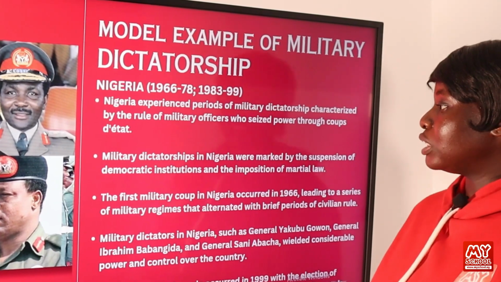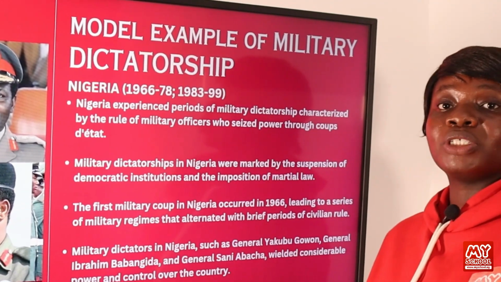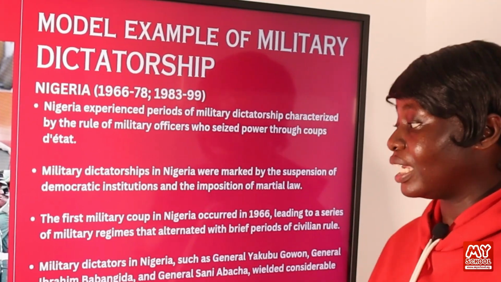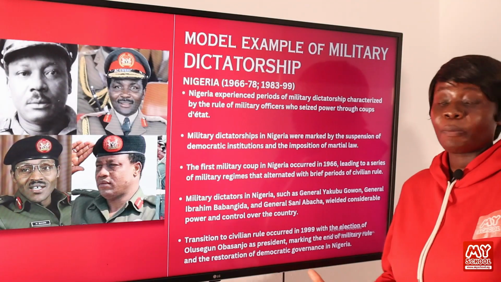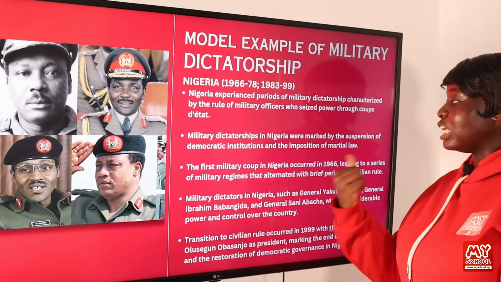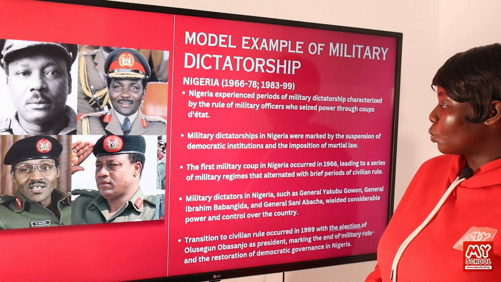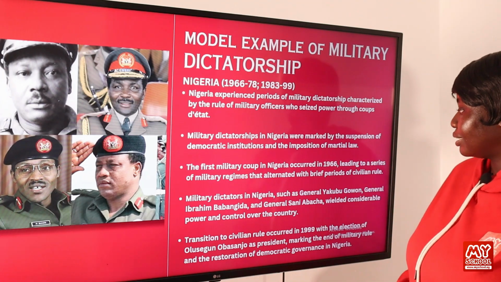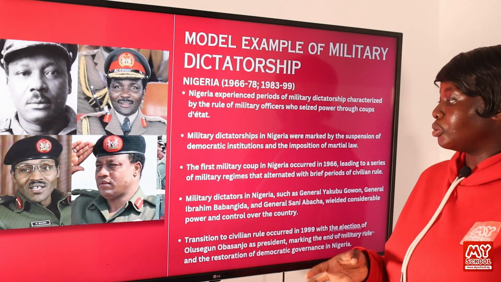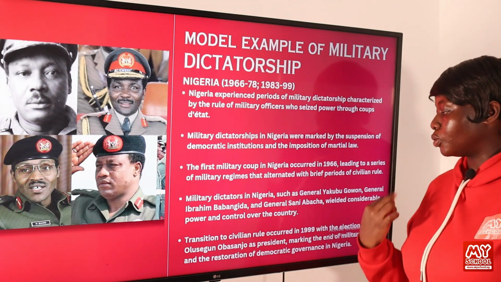So in Nigeria, during the military era, civilian governments were dethroned, the constitution was suspended, and the military took over power from the civilian government. They imposed their own laws, their decrees on the people. So the first military coup in Nigeria occurred in 1966, leading to a series of military regimes that alternated with brief periods of civilian rule.